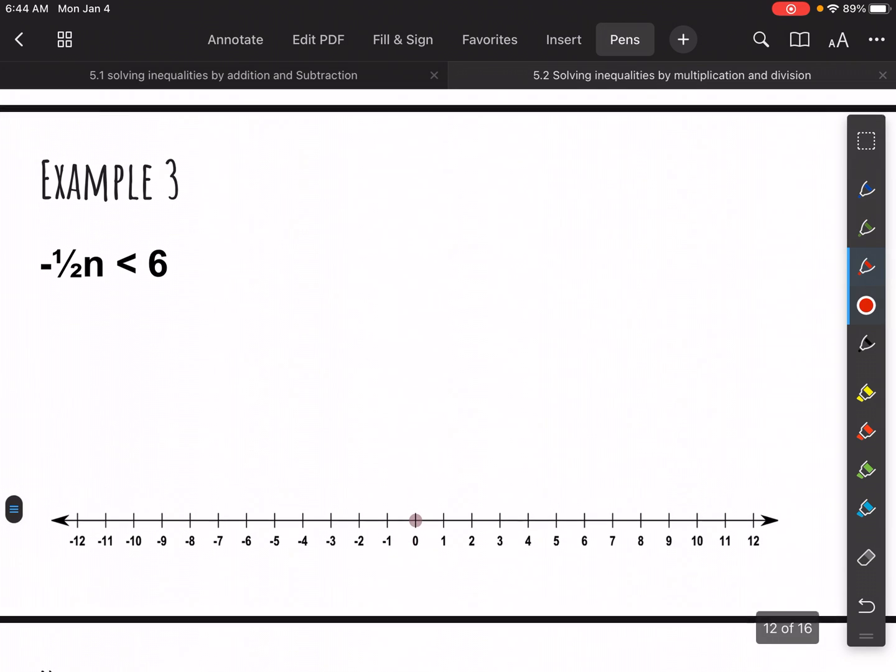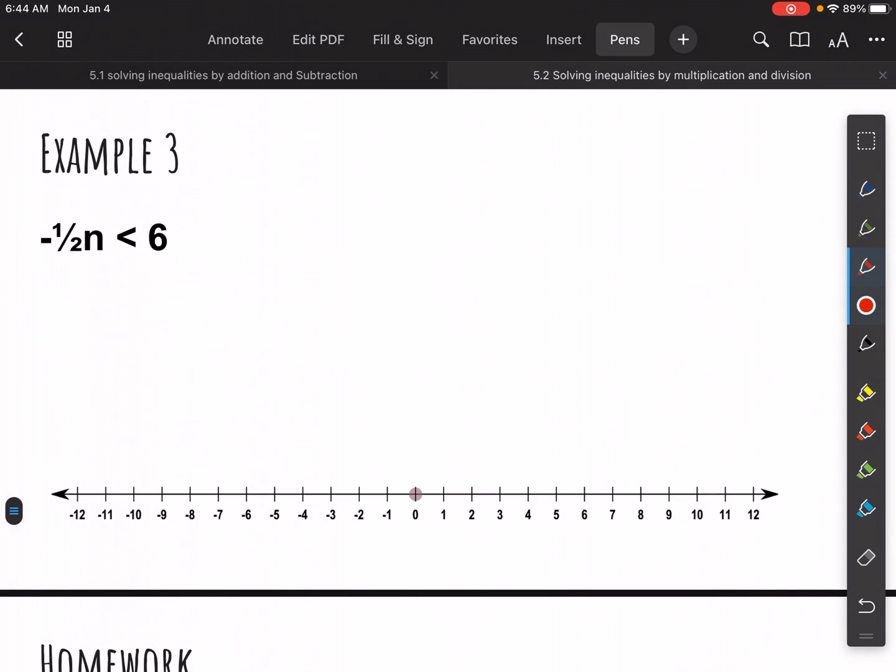And final example in example 3. Here I'm multiplying by a -1/2. So to undo that, to get n by itself, I can multiply this by -2, which is the inverse, right? So if you have -1/2 times -2, you end up with 1, and that's what I'm trying to do to get n by itself.